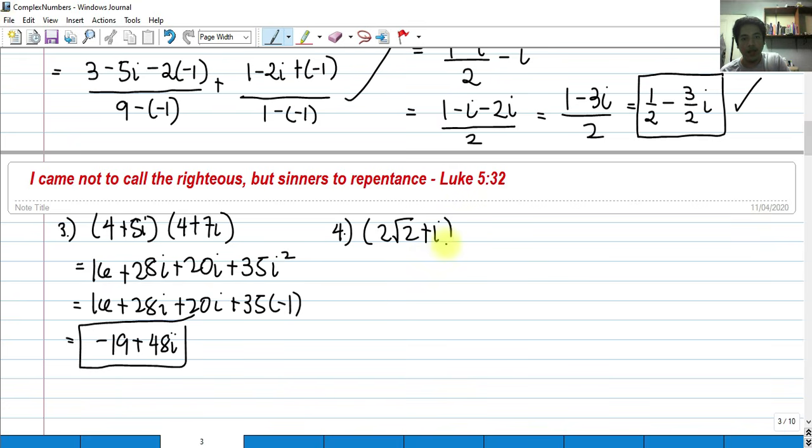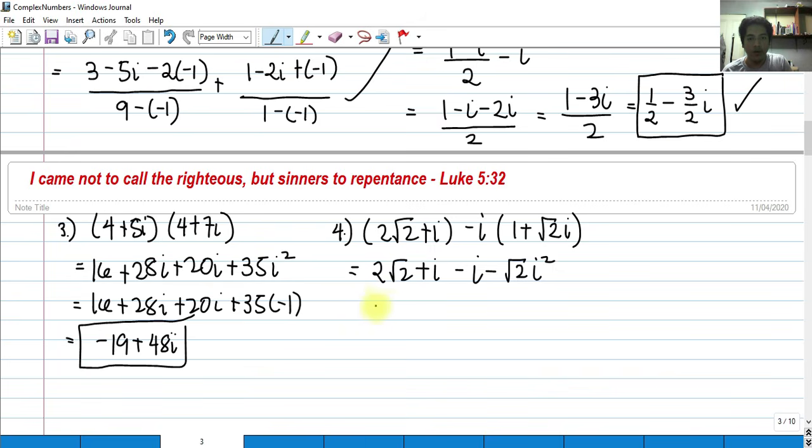Then we have plus i multiplied by minus i multiplied by 1 plus square root of 2i. Okay, so this is very simple. 2 square root of 2 plus i. Distribute the negative sign, and distribute this. Multiply it by this term. So we have negative i minus square root of 2i squared.